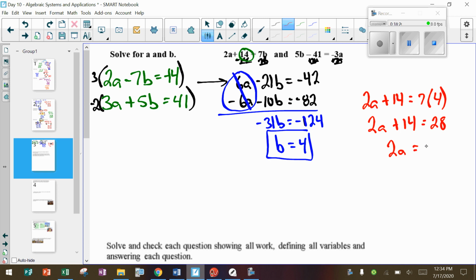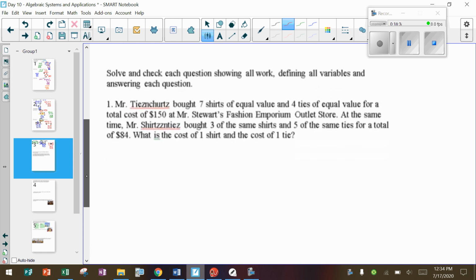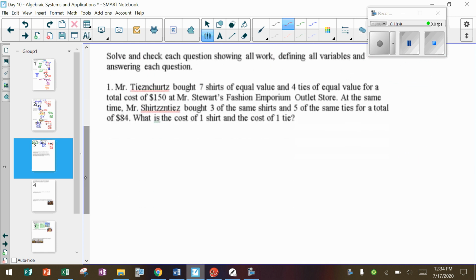Subtract 14 from both sides, divide by 2, and there we go. Worked out nice. Now what we're going to do is practice some word problems, and you'll have a couple word problems on your test, so make sure you do some of these with me. All right? Okay, if you need a break, you can pause it, but I'm going to keep on rocking it.